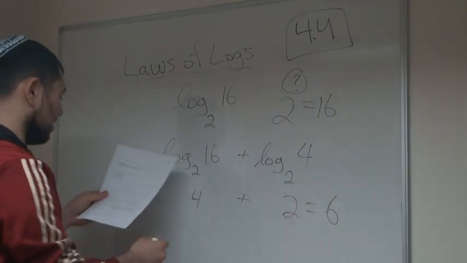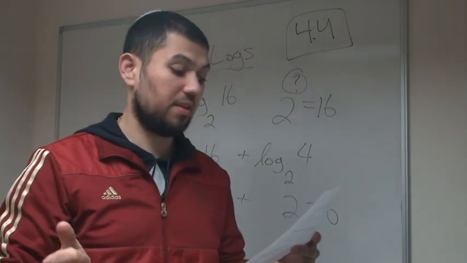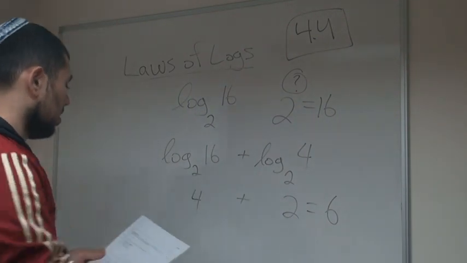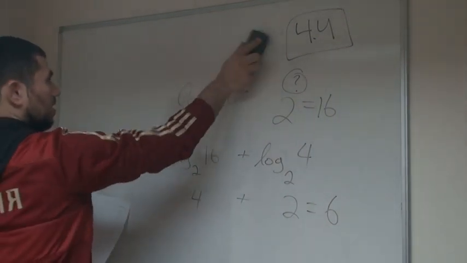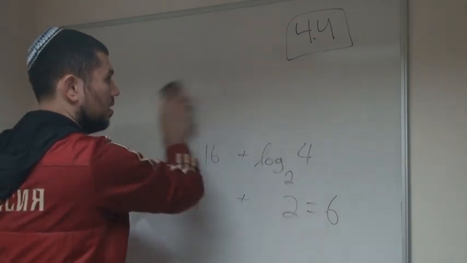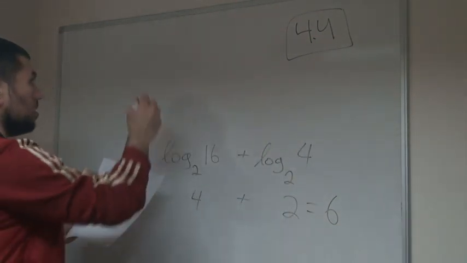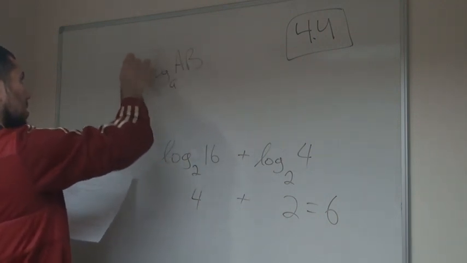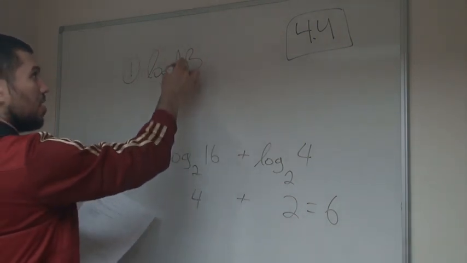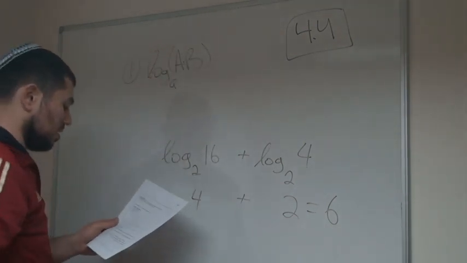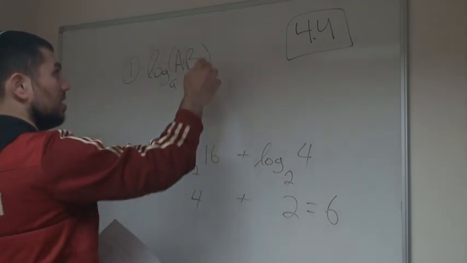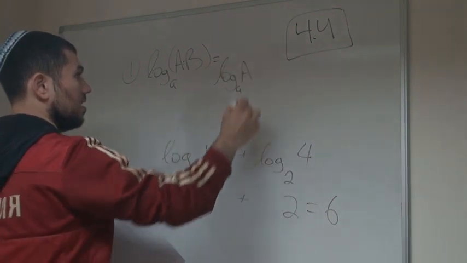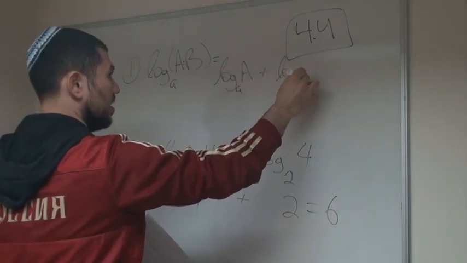So we're going to see, and as you see on slide 78 within section 4.4, there are three main rules that are listed. What are those rules and what do they mean? Rule 1, log to the base a of ab. Now ab is a product, a times b. Log to the base a of a times b is going to equal log to the base a of a plus log to the base a of b.